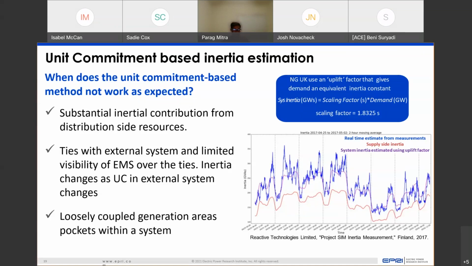The third one, which is a very important point as we move on to high inverter penetration, is if you have loosely coupled generation areas within your system. With this method, you're going to estimate the system inertia, but if you have loosely coupled generation areas with low inertia, the inertia estimate that you get by this method may not be very useful for predicting if you have a frequency problem in your system. To understand this better, let us go to the next slide where we have an example to see how this looks.